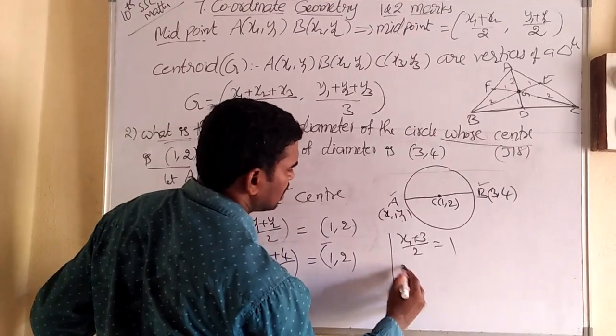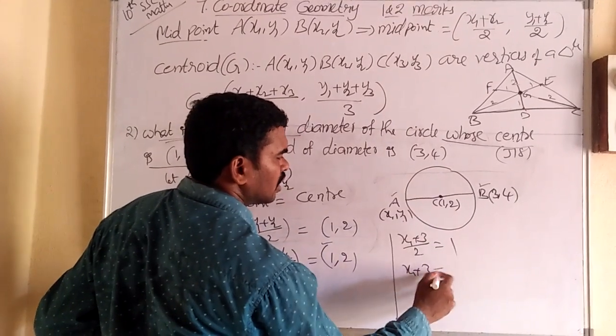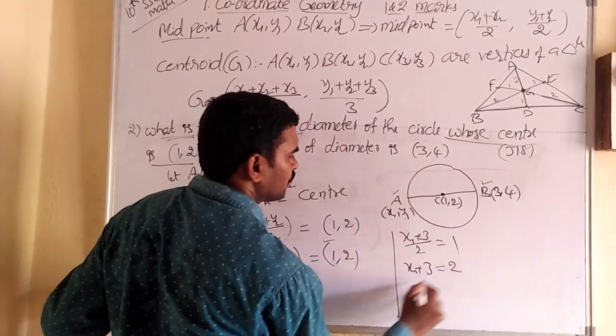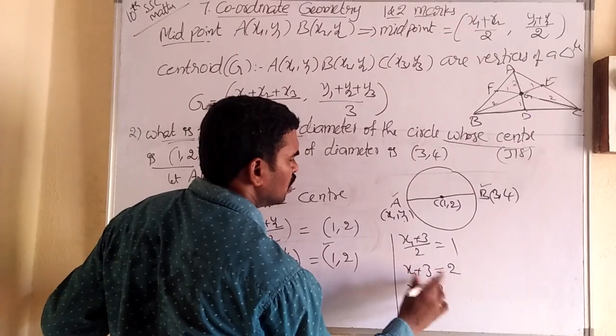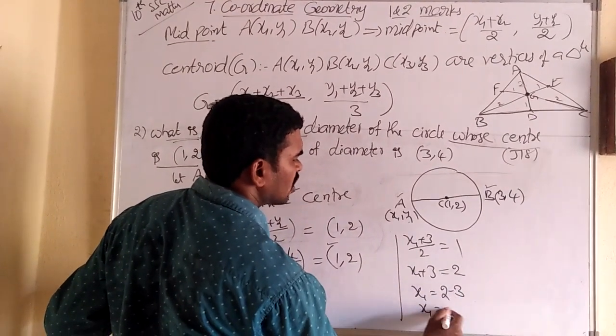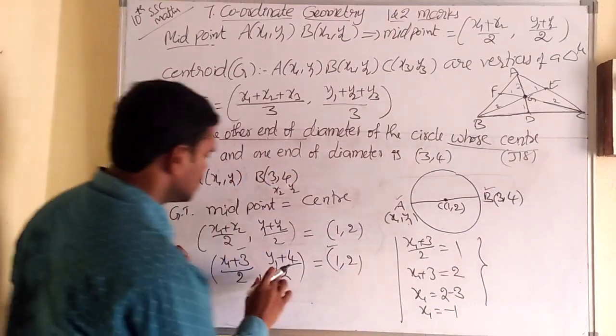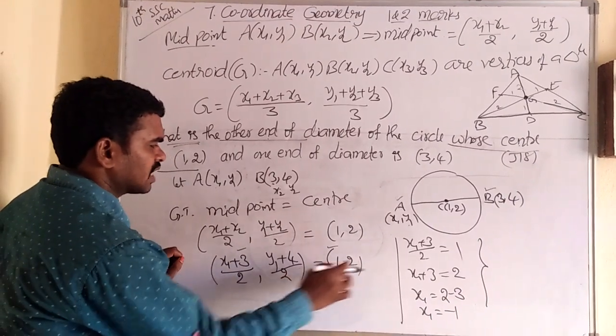So the 2 goes to the right side. It is in the denominator, so it goes to the numerator and multiplies. 2 into 1 is 2. So x1 equals 2 plus 3, sending it to the right side becomes minus 3. So x1 equals 2 minus 3, how much? Minus 1.